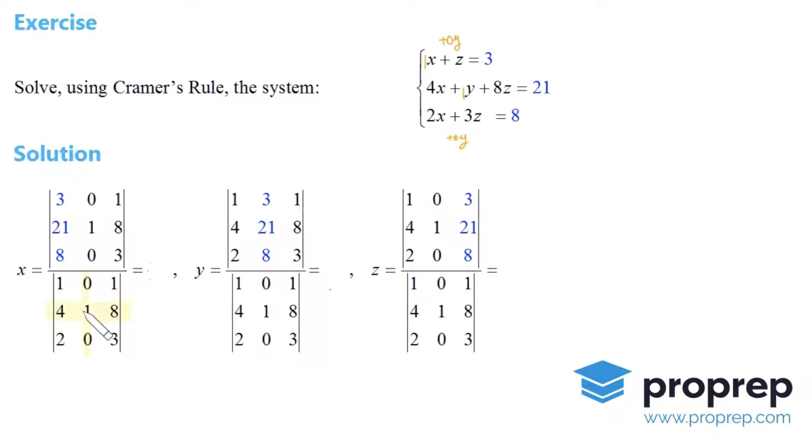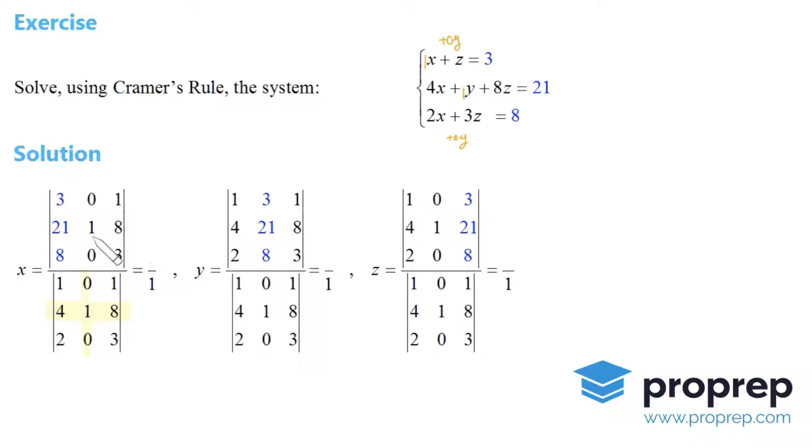Then I have to multiply by this 1, so it's still 1. And then there's a matter of the sign, the checkerboard, remember? Plus, minus, plus. So altogether, this comes out to 1. And similarly, here and here, it's the same determinant.